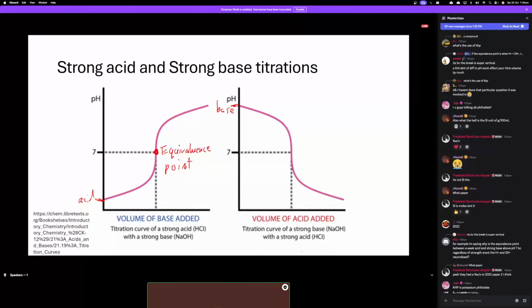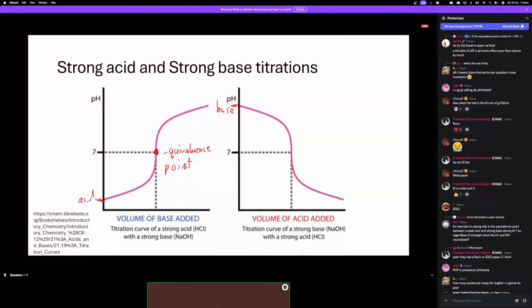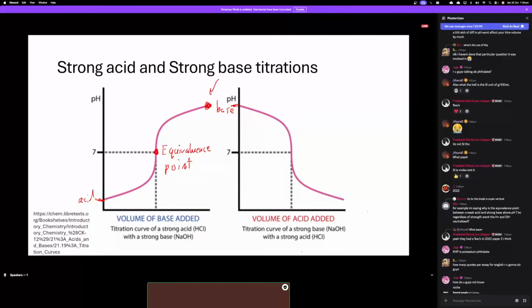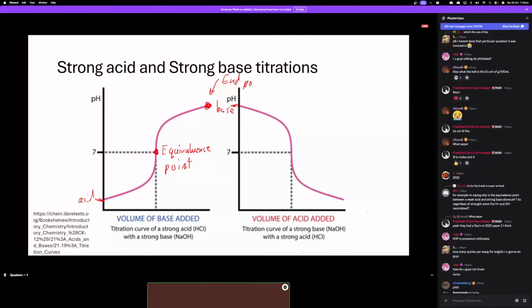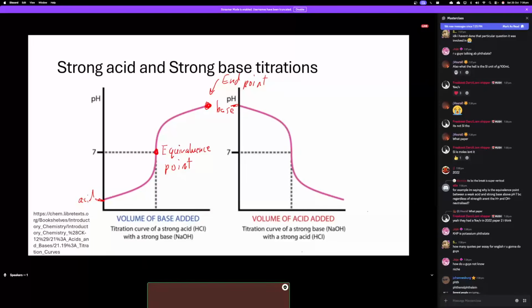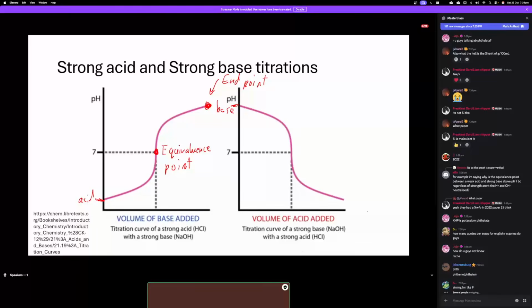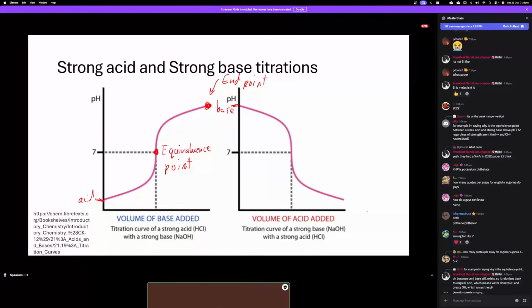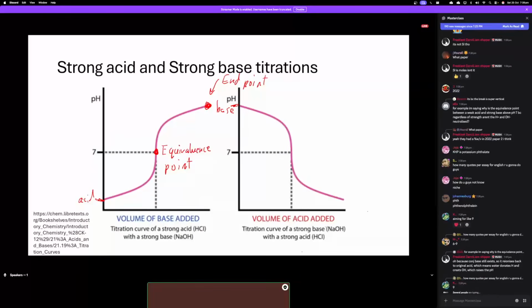For a strong acid, strong base titration, it should always be at a pH of 7, right? This is our endpoint. It is the end of the titration, right? Hopefully that makes sense. And the pH for this, again, we're assuming at room temperature. If it's at room temperature, the pH for a strong acid, strong base titration will be 7. That's it, right?